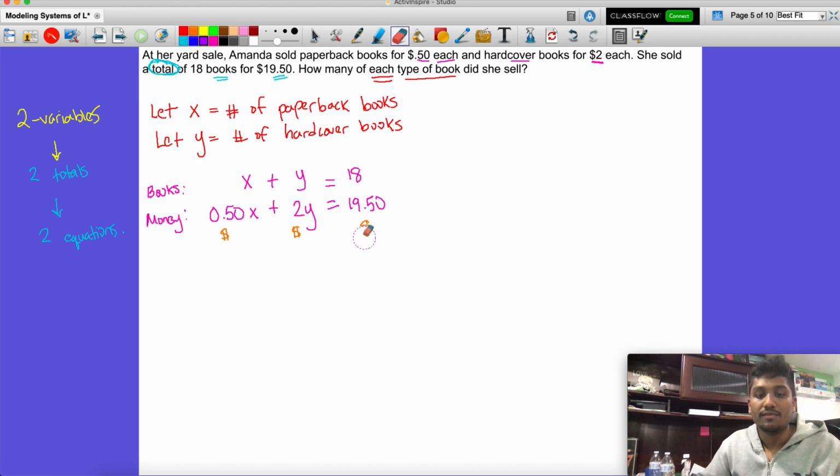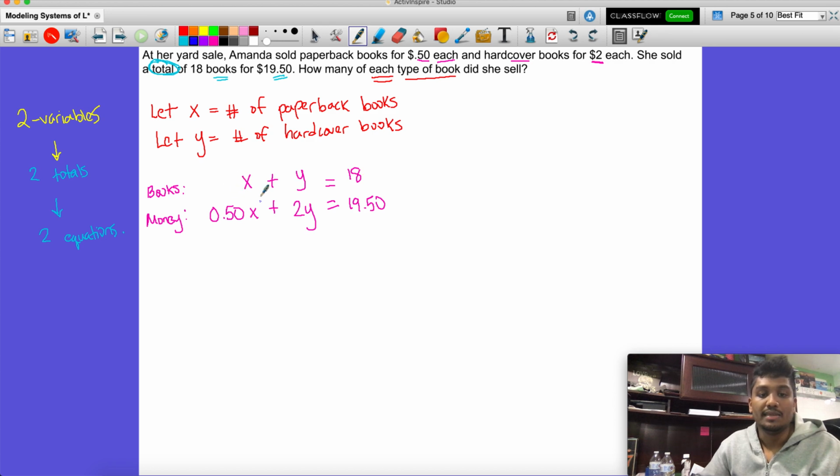So we have a system of two equations. Now you can use anything you want to solve it. I'm going to use elimination just because I'm a fan of elimination. To use elimination, we have to choose a variable.